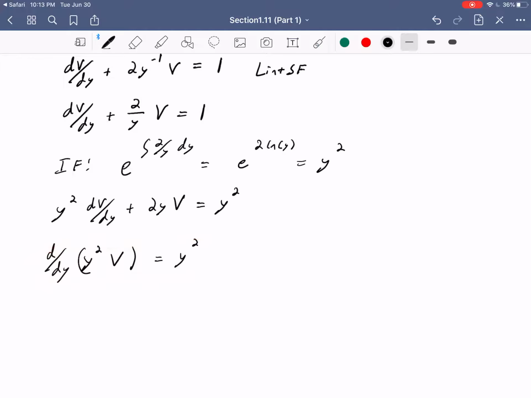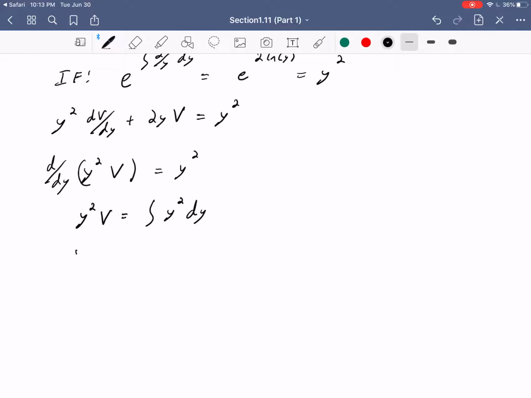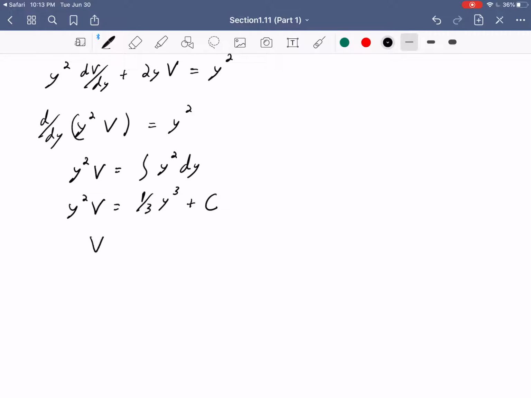Now you can integrate both sides with respect to y. Normally this is done with respect to x, but again, remember, we've changed the independent variable. So we get y squared v is the integral of y squared dy, and we get y squared v is equal to 1/3 y cubed plus some unknown constant. And then we can finish isolating the v here, and we get v is, if we divide by that y squared, we get 1/3 y plus c y to the minus 2. So there's our v after dividing through by that y squared.